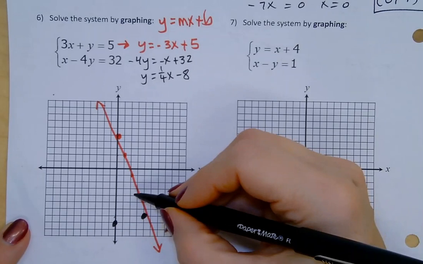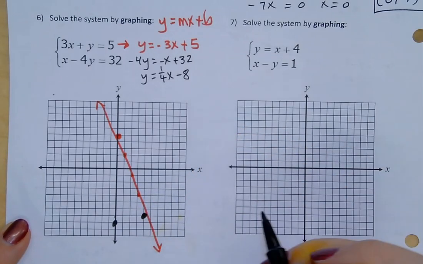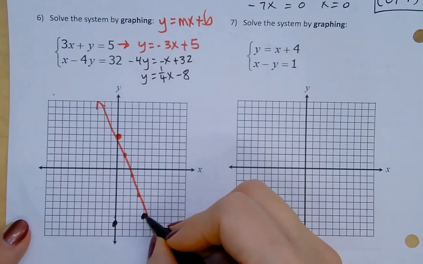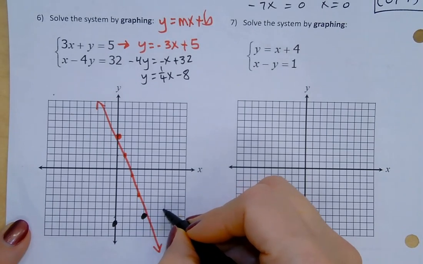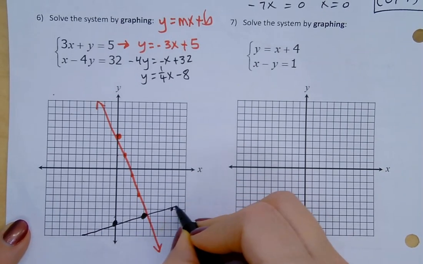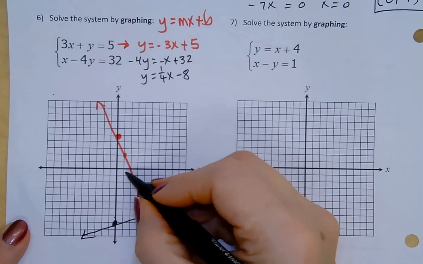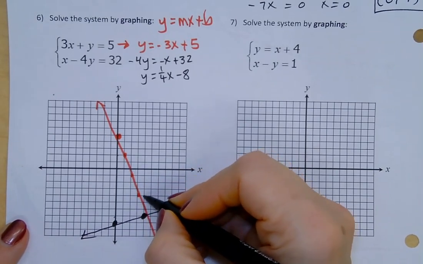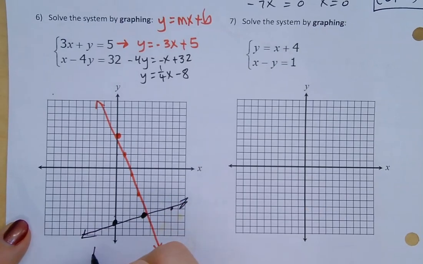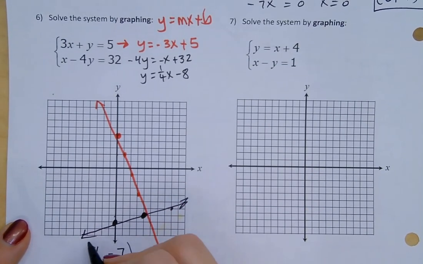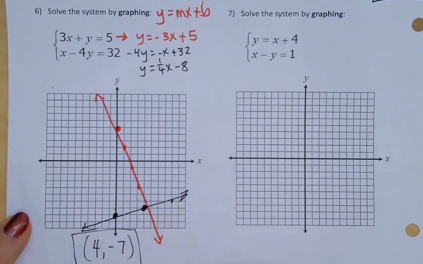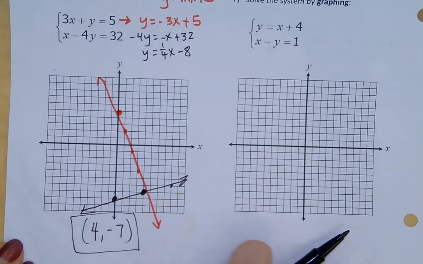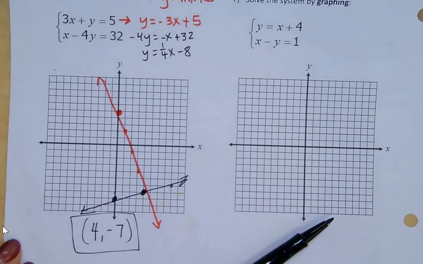This point right here, if I had drawn a straighter line, you would see that that's exactly the point I want. I go up 1 over 1, 2, 3, 4. Okay, and so this ordered pair is at 1, 2, 3, 4, and -1, 2, 3, 4, 5, 6, 7. So (4, -7) is my answer. Can you see that? (4, -7). And I can plug those two ordered pairs back in just to confirm that I've gotten that right.